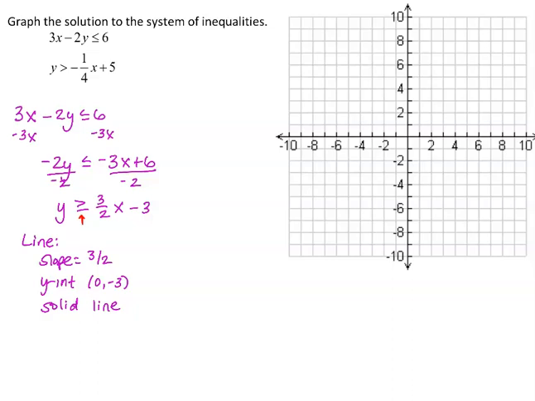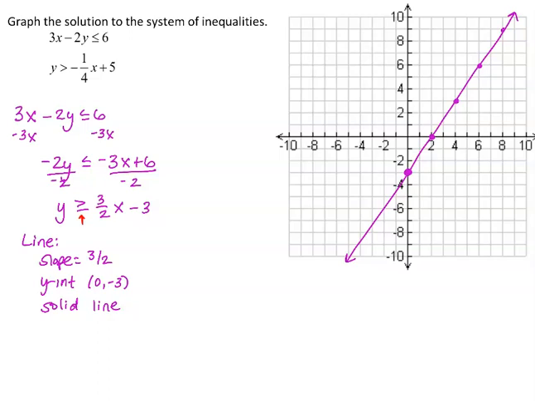So let's put this on our graph first. So I'm going to start at the point 0, negative 3, and move up 3 and right 2, up 3 and right 2. And then I'm going to connect my points with a solid line going all the way across my graph. So while we have just one line on our graph, I'm going to go ahead and determine which side of the line is going to have the shading.